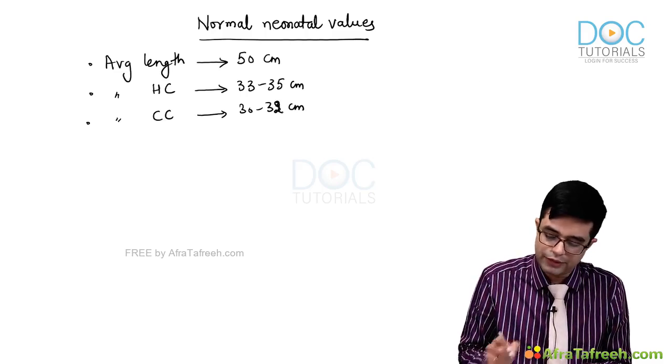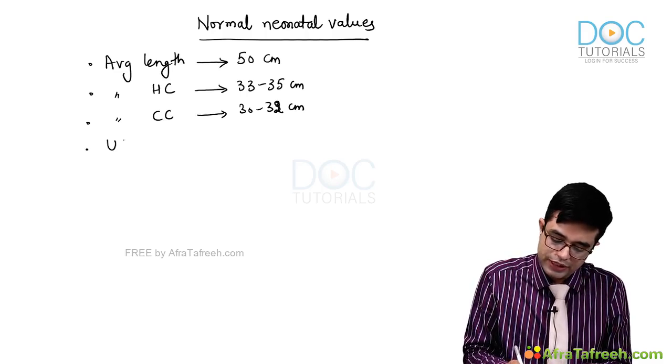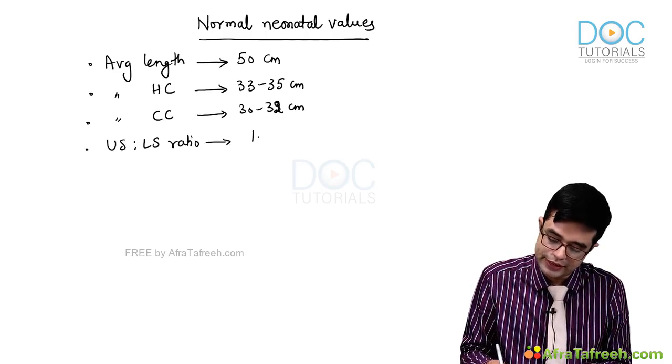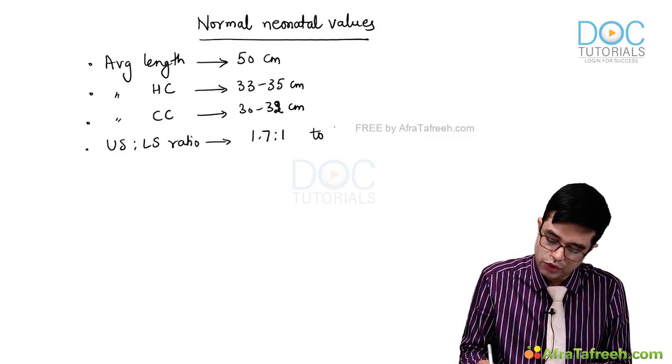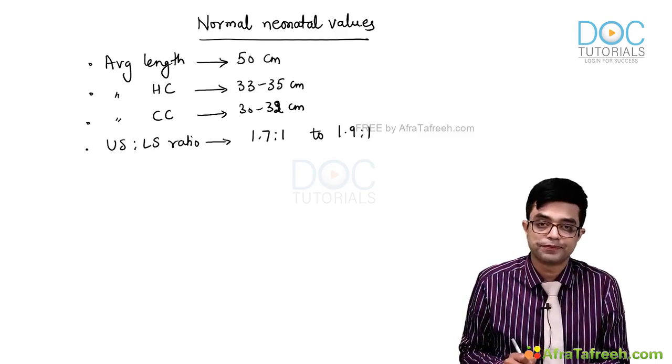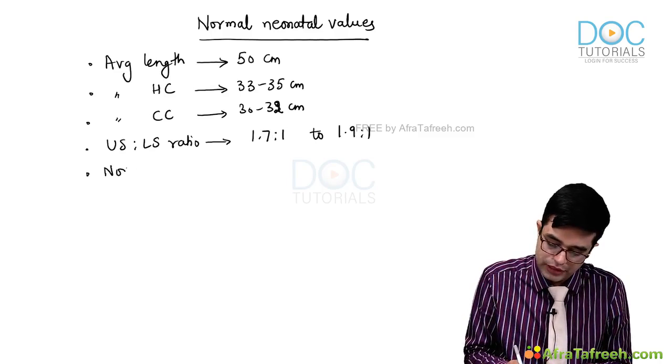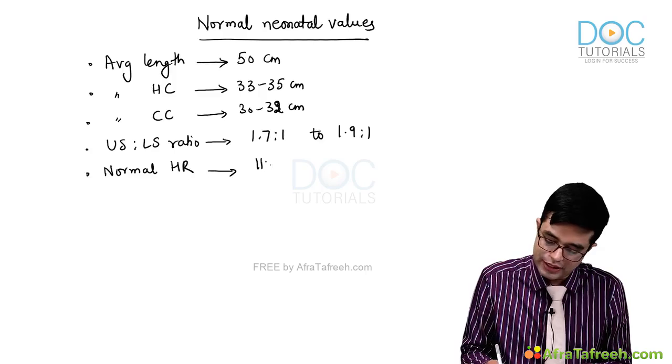30 to 32 centimeters. Then you have upper segment to lower segment ratio. At birth, it is 1.7:1 to 1.9:1. What is the normal heart rate in a newborn at birth? It is 110 to 160 beats per minute.